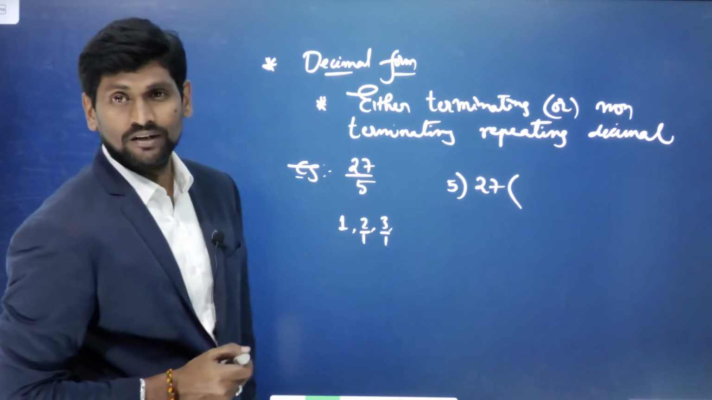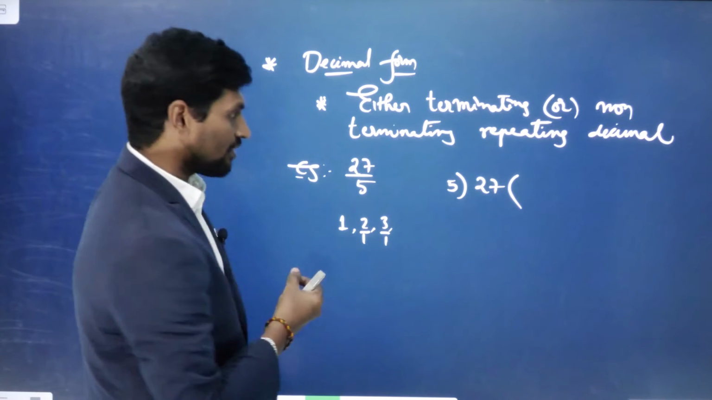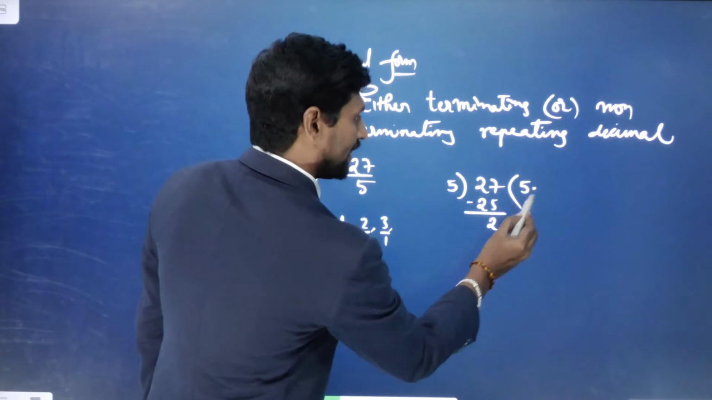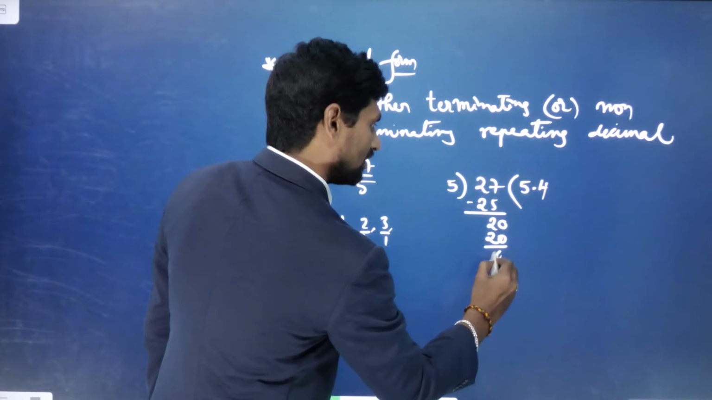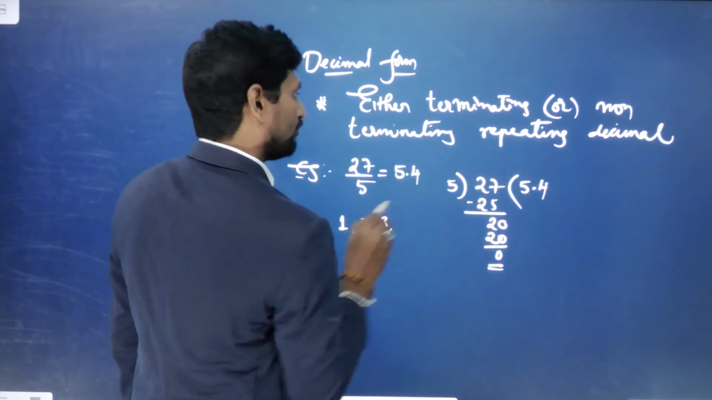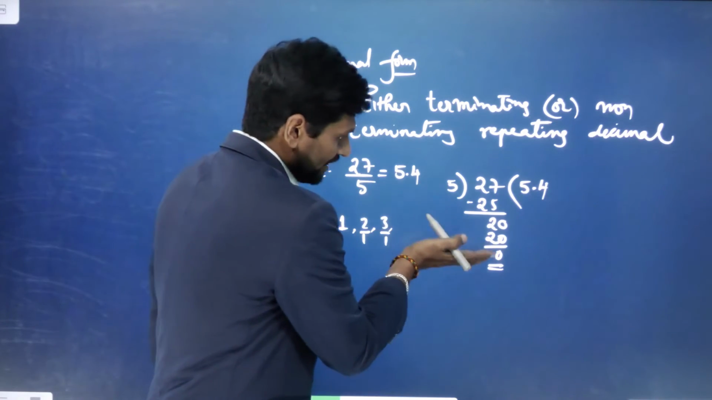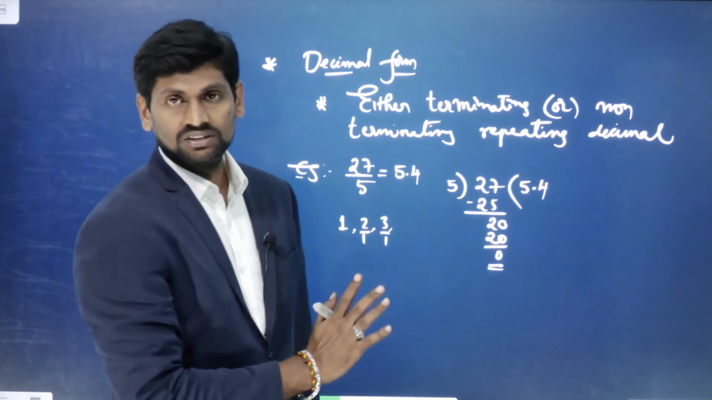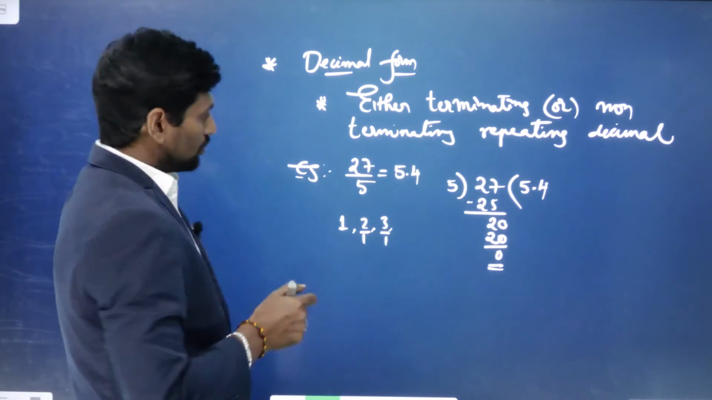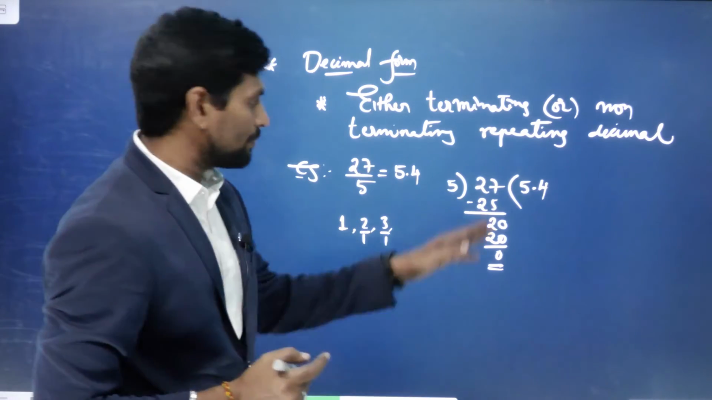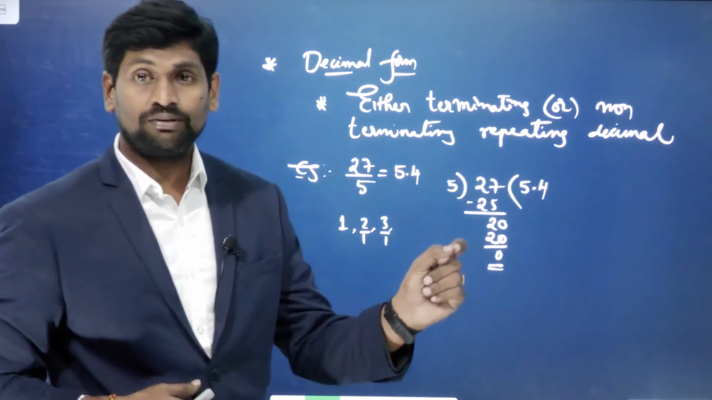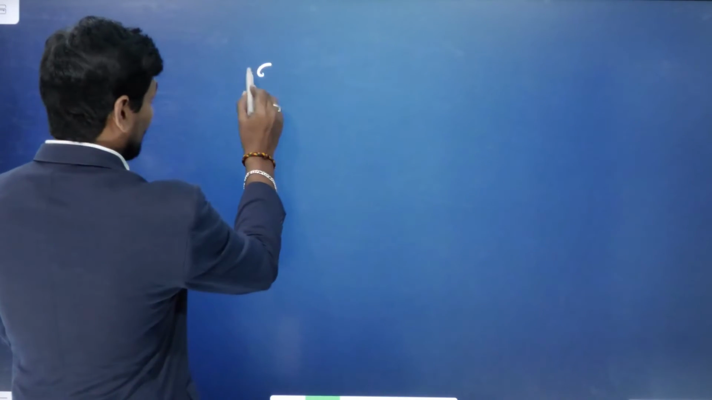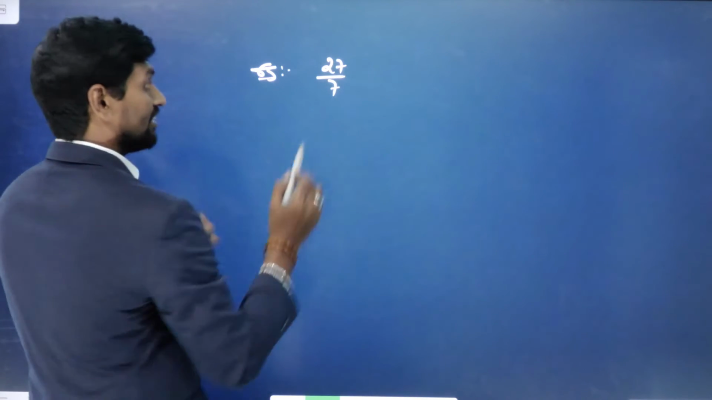Because it is a P by Q number, let us identify the decimal form for this. 5 fives are 25. 2 remainder, 2 is smaller than 5. Put point and take 0. 4 times 20. So what is the decimal form of this number? 5.4. That means the remainder is 0, the quotient is terminated at 4, 5.4, it has stopped. The decimal value stopped here. So the decimal form of this rational number is 5.4. Stopped means there is an end for the decimal value. So terminating is nothing but ending.